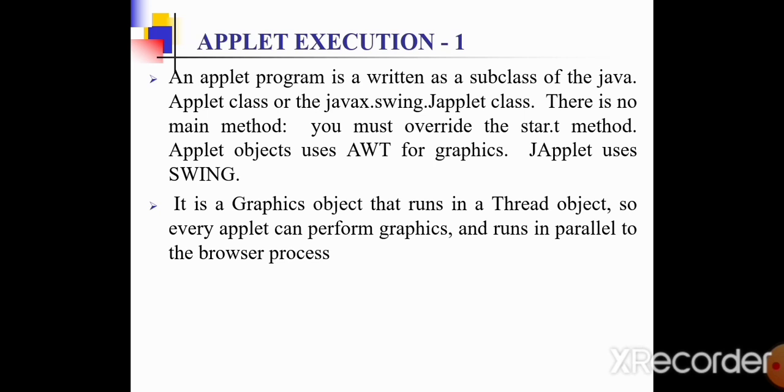JApplet uses Swing. So an applet uses AWT for graphics to run programs in applet programming. The graphics object runs in a thread. As you learn with threads, one method is linked to another method. So it is graphics that runs in a thread using the thread object. Every applet can perform graphics and runs in parallel to the browser process.